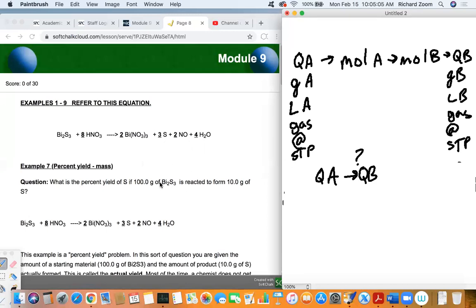If 100.0 grams of Bi2S3, that's a reactant, is reacted to form 10.0 grams of sulfur. So we actually get 10.0 grams of sulfur, but you can be assured that that 10.0 grams is less than what we expected to get. So we have to figure out how much sulfur we were expecting to get. And that's what the theoretical yield is about. Does anybody have any questions so far?